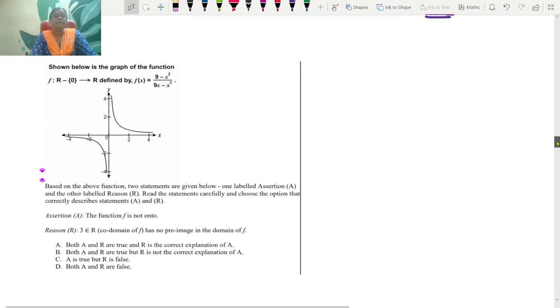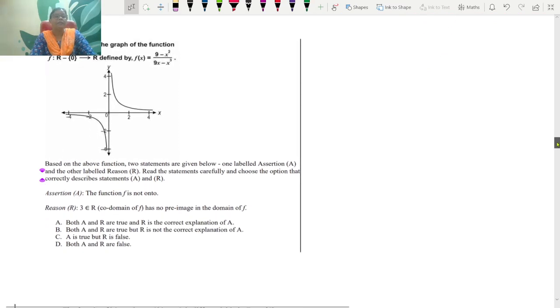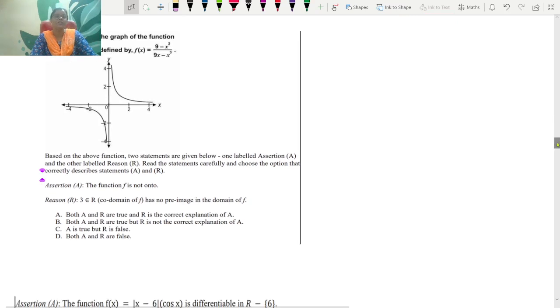Okay. Now next is a graph. Now the next question you have is a graph, and it is a question based on assertions and reasonings. Assertion and reasoning means assertion is a statement, a reasoning is attached to it. So you have to identify of the four statements which one is correct. Now this is a question based on function. Function is defined for all real numbers except 0 to real numbers. That is, the codomain is all real numbers, range is except 0.